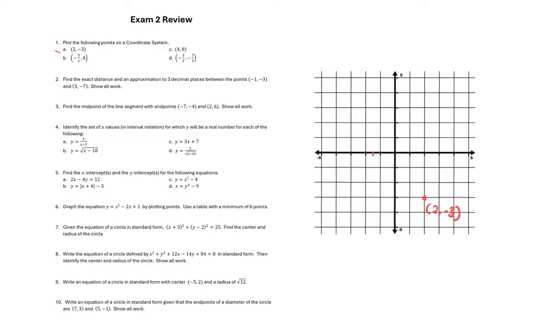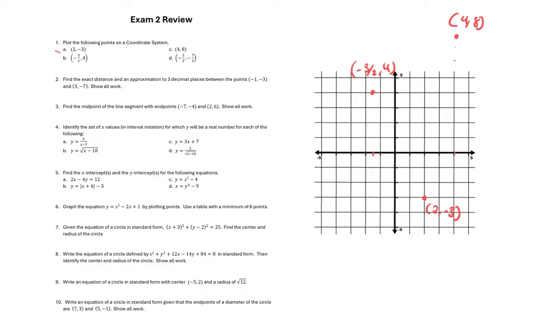1, 2, 3, 4. Then (4, 8). So there's 4, then 1, 2, 3, 4, 5, 6, 7, 8. It's kind of a little bit off of our graph.